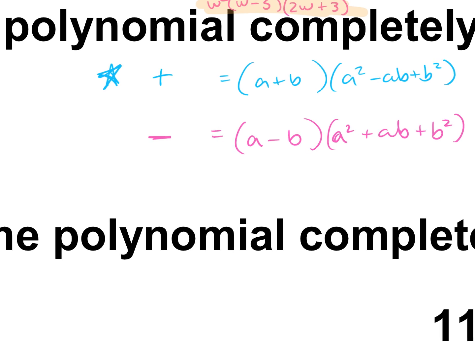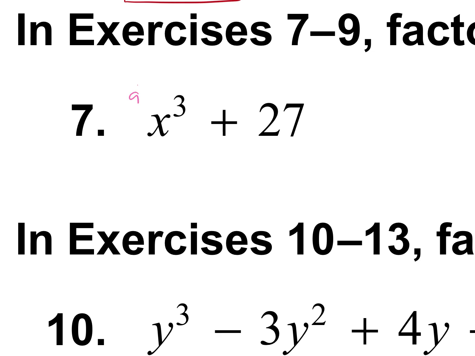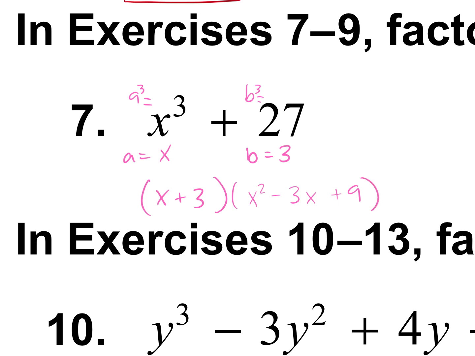So then we just need to figure out what our a and b are. So looking at number 7. If a cubed is x cubed, what is just a? X. And if b cubed is 27, what is just b? 3. So what's going to go into the parentheses? Perfect. Awesome.